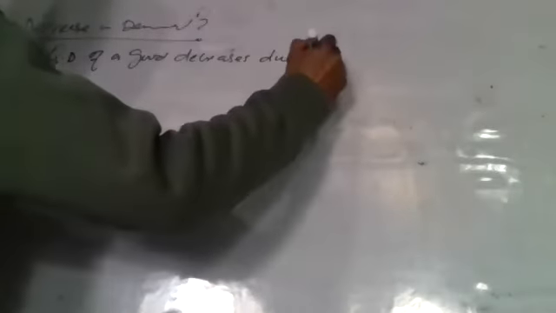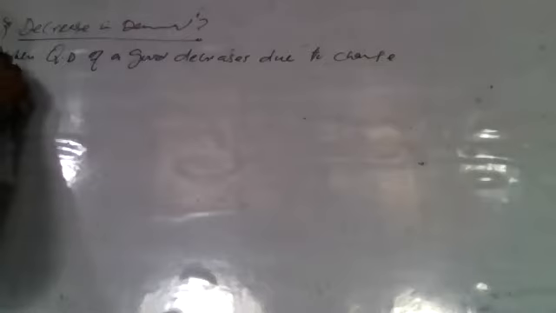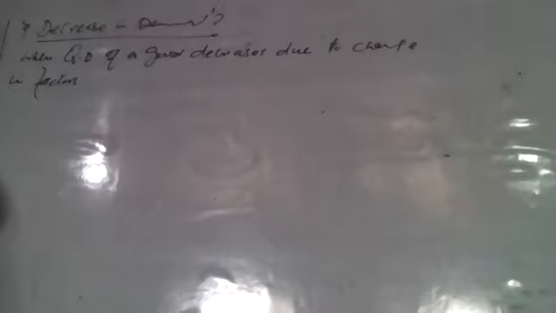When quantity demanded of a good decreases, here we use the word decrease, not contraction, due to change in factors like income, price of related goods, fashions, etc., but price remains the same, it is called a decrease in demand.